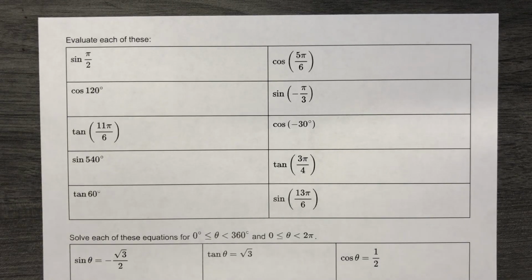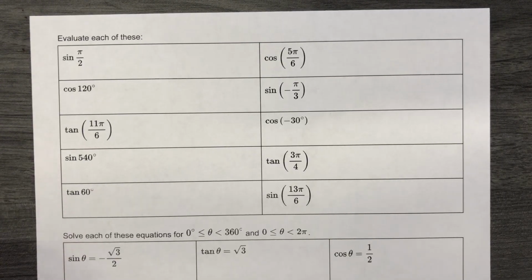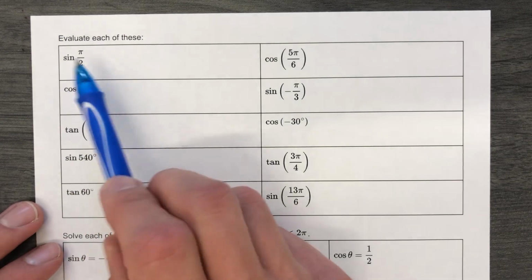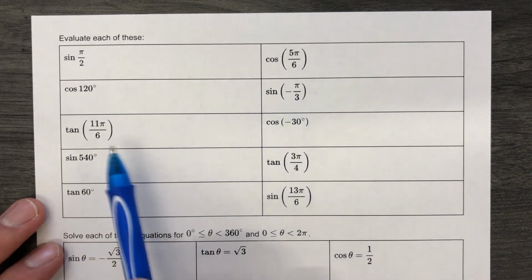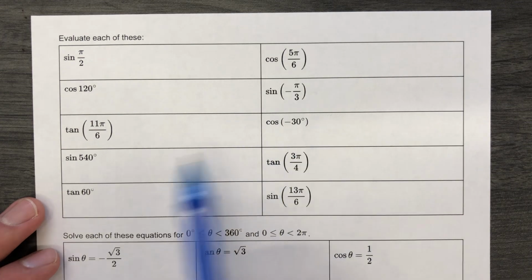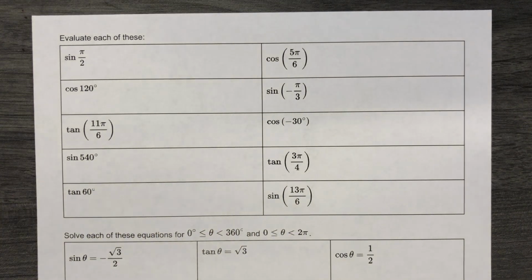We're going to evaluate each one of these. All of these are going to be found on the unit circle, but before we do, let's really talk about whether they're radians or degrees, okay? Radians, radians, degrees, radians, radians, degrees, degrees, radians, degrees, radians. That was easy. Let's jump in.